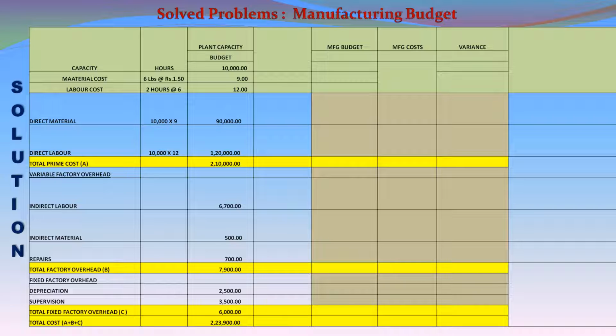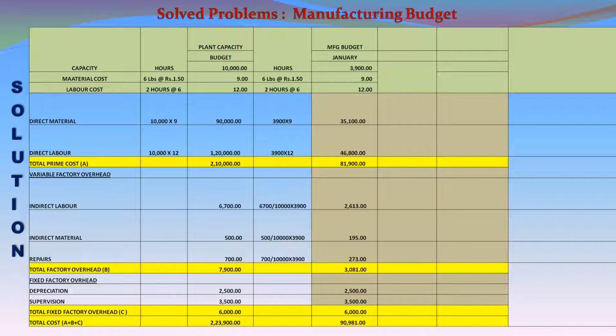Variable factory overhead: indirect labor 6,700, indirect material 500, repairs 700. Total factory overhead 7,900. Fixed factory overhead: depreciation 2,500, supervision 3,500. Total fixed factory overhead 6,000. Total cost A plus B plus C: 223,900.